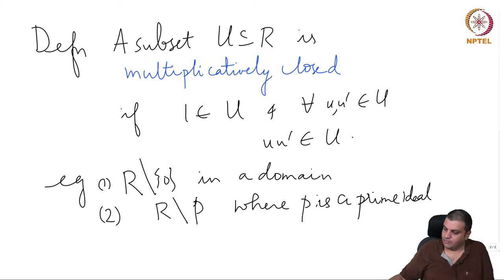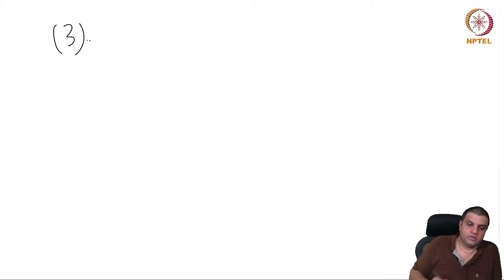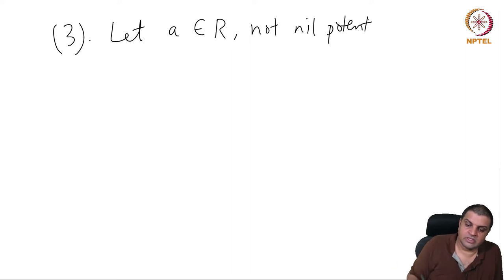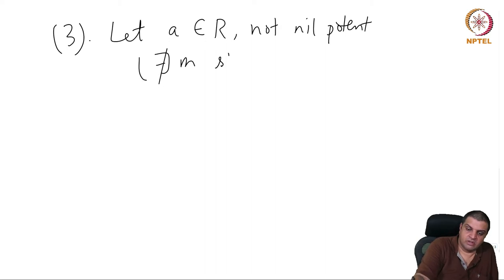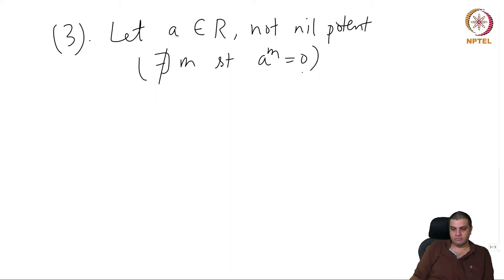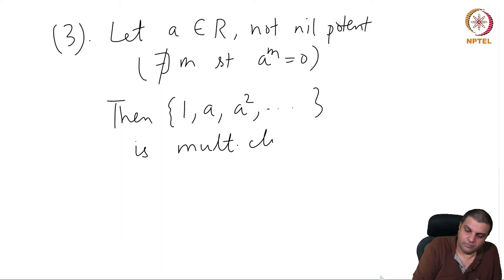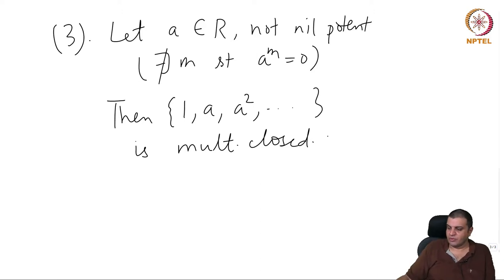And third example. So really the first one is an example of the second one, but there is a new example. Let a be an element in R, not nilpotent. In other words, no power of a is 0, that is, there does not exist m such that a^m is 0. Then the set 1, a, a square and so on is multiplicatively closed. So these are examples of what we mean by a multiplicatively closed set. There might be others also. For example, you could take a union of two prime ideals and then take the complement and so on.